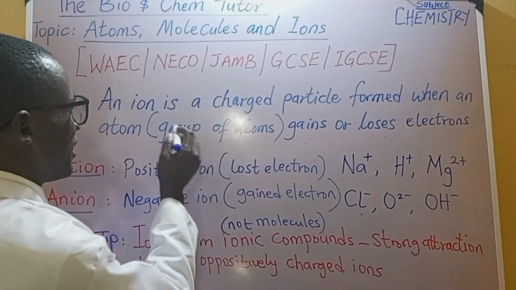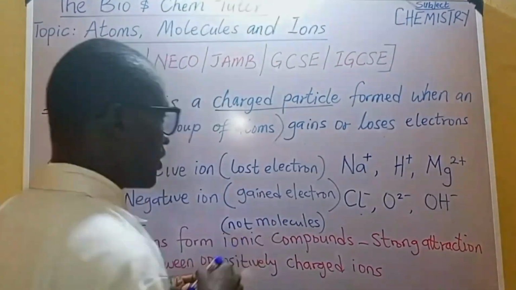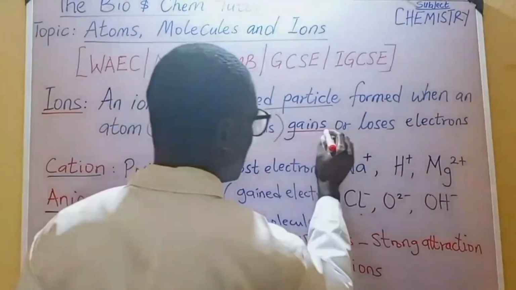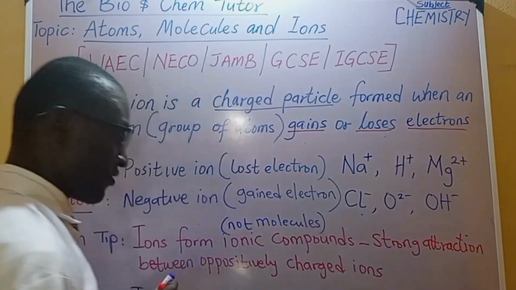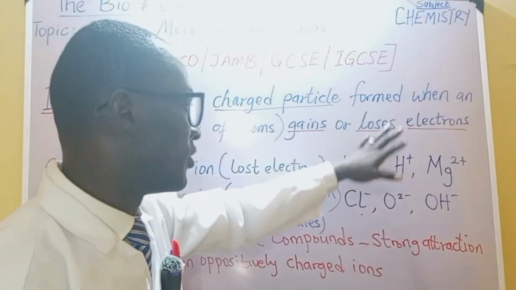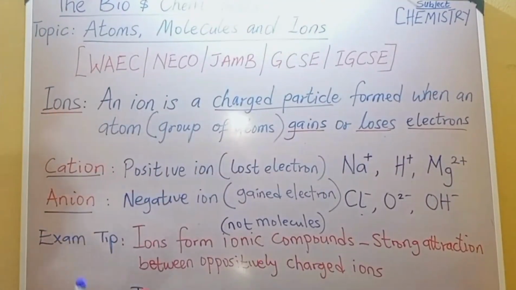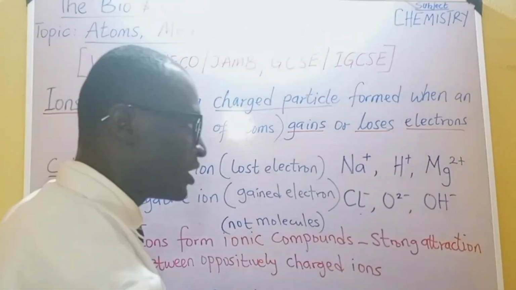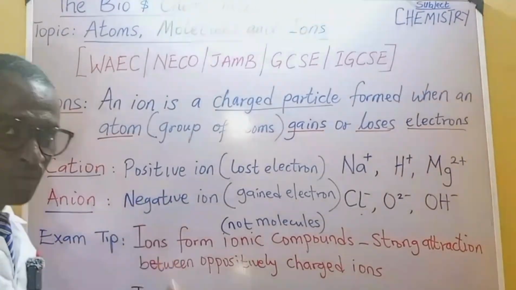You have charged particles. It must be mentioned. Charged particles. And then you have gains or loses electrons. Very, very important to earn your 2 marks completely. An ion is a charged particle formed when an atom or group of atoms gains or loses electrons.